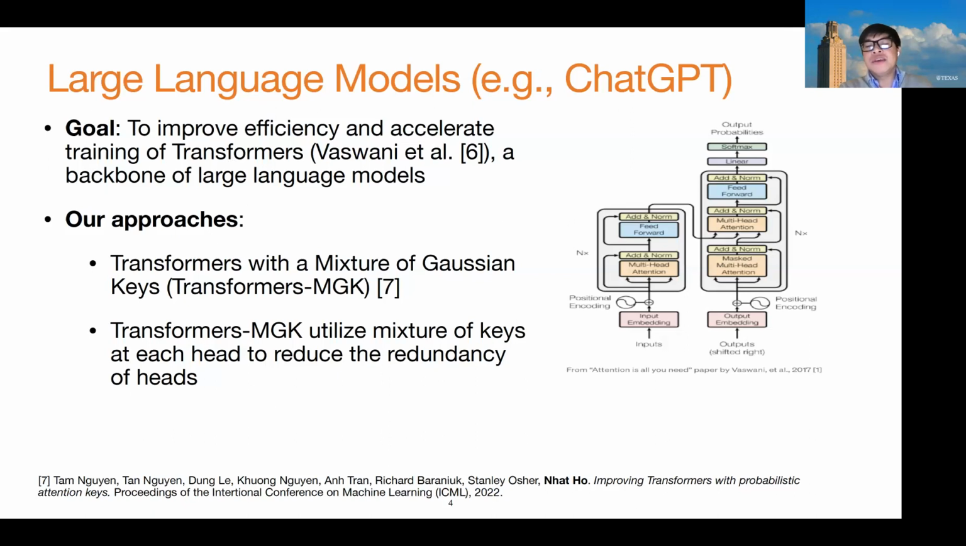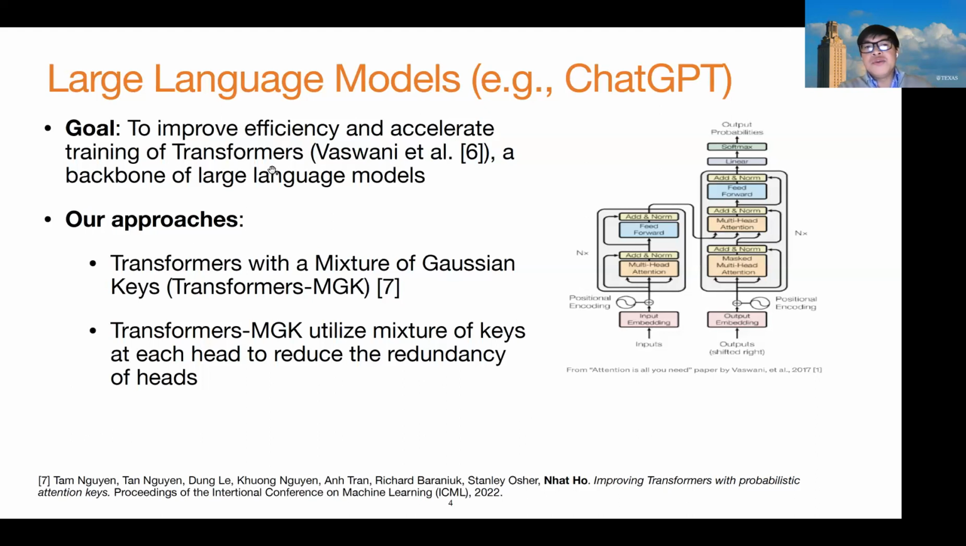And after only 6 years, it has become the most important deep learning architecture in almost all applications in language, computer vision, and machine learning. It's also the key backbone of large language models like ChatGPT and so on.